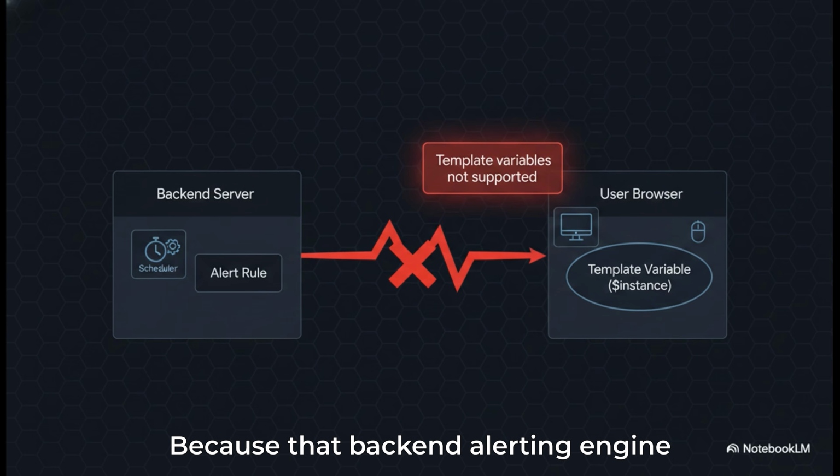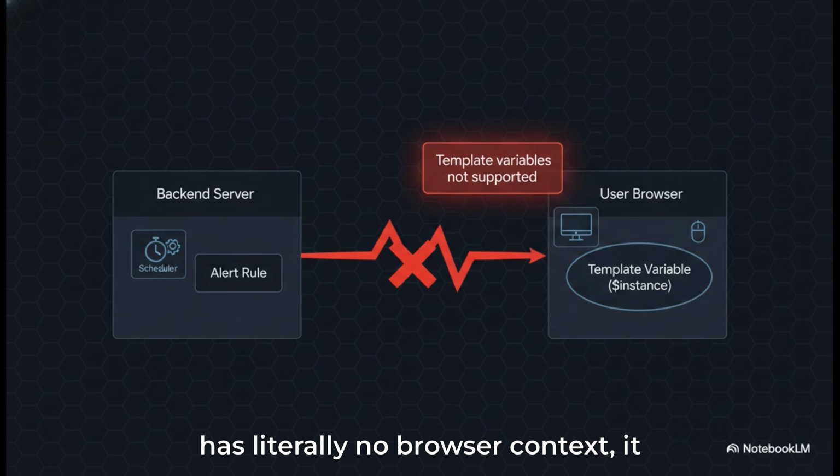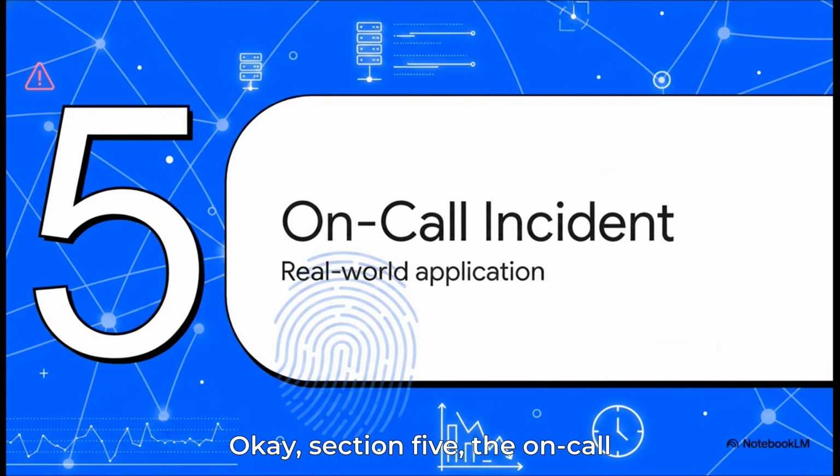Because that backend alerting engine has literally no browser context, it can't resolve your instance or threshold variables. If you try it, you'll just get the dreaded template variables not supported error. And nobody wants broken alerts at 3 a.m. For alerts, you really must stick to native label selectors instead. Okay, Section 5, the on-call incident scenario.